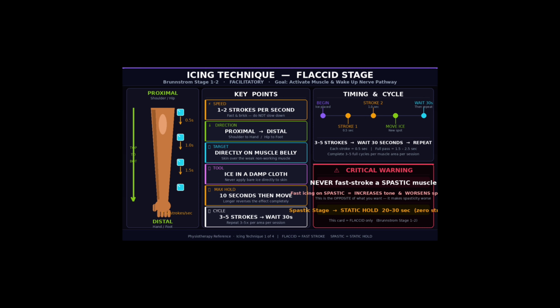How to do icing for a flaccid patient? Speed: fast, very fast, 1 to 2 strokes per second. Quick brisk strokes. Direction: top to bottom, hip to knee, always proximal to distal. Target directly over the muscle belly that is not working. 3 to 5 strokes and a 30 second hold is enough.